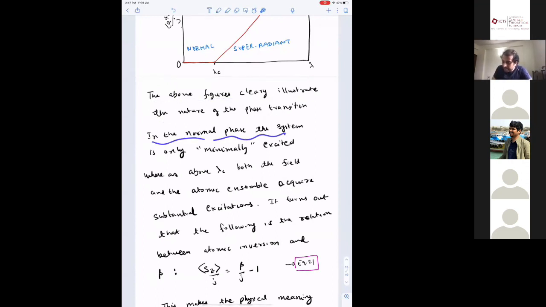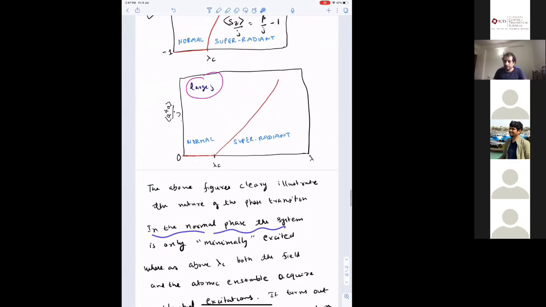In the normal phase, this phase transition looks similar to overdamped oscillation to underdamped oscillation. Anupam, your voice is breaking up again. Can you repeat it? I'm saying this transition looks similar to this in oscillators, this overdamped oscillation to underdamped oscillation. Is it the same? Looks like that. No.